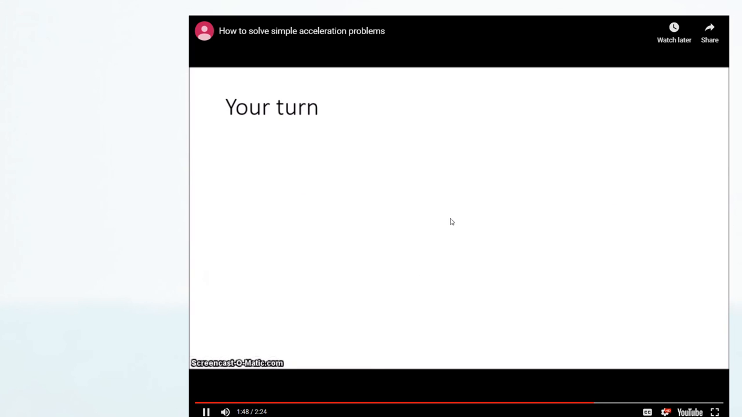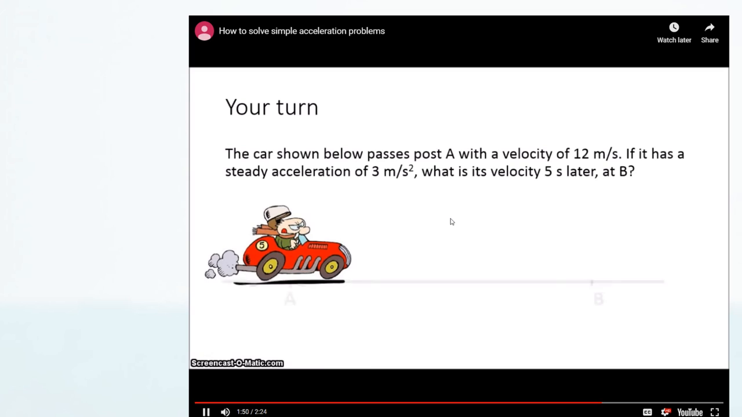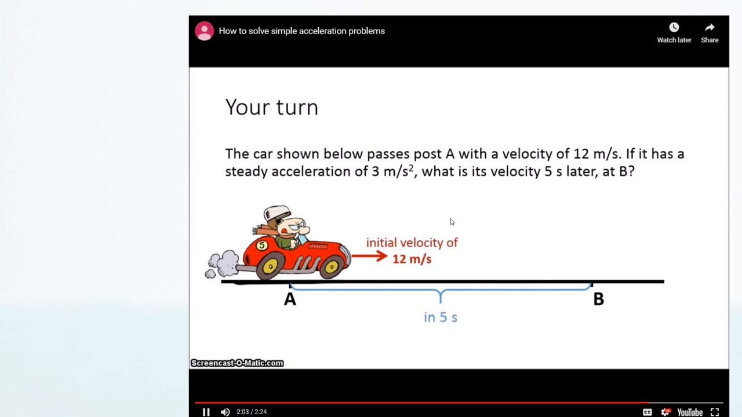Now it's your turn. By using the same formula, can you answer this question? Okay, here's some hint for you. There's a car, it's moving on a straight line, and you know its initial velocity, and you know how long it will take for him to reach point B. It's 5 seconds, and you're looking for its final velocity. You need to know the acceleration. He has a steady acceleration of 3 meters per second squared. Good luck.